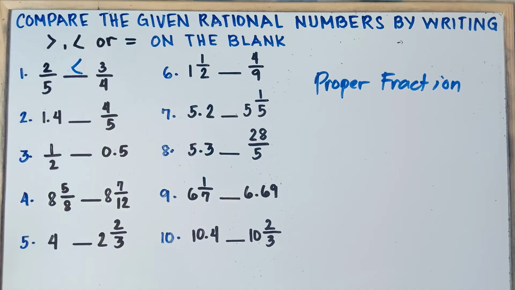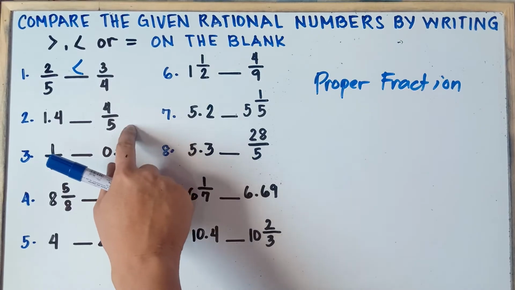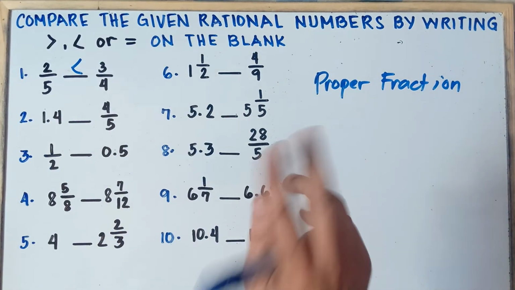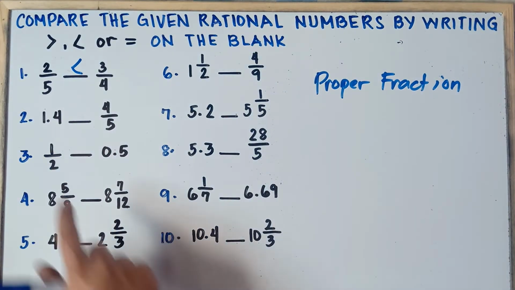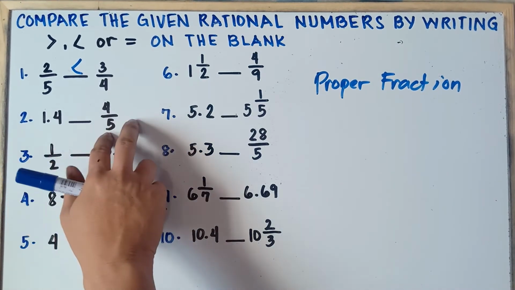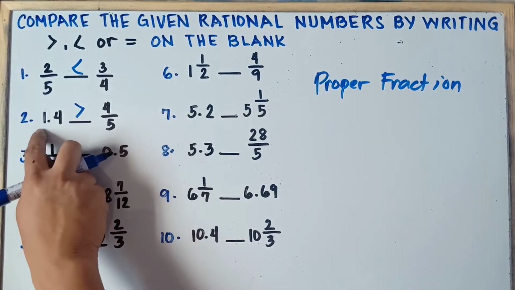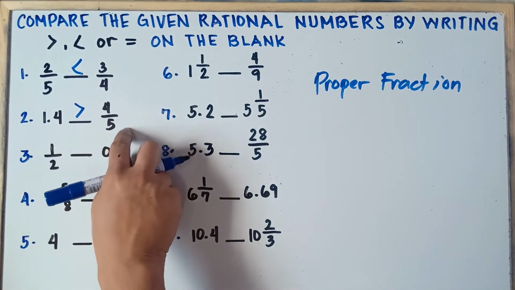So therefore, of course, we know that 1.4 is greater than 4 over 5 because a proper fraction is just part of a whole. And we already have one whole here. 1 is an integer, a whole number. So therefore, this one whole is greater than this fraction because the fraction is part of a whole. So this is greater than, because this is already a whole number class, and this is just a proper fraction.